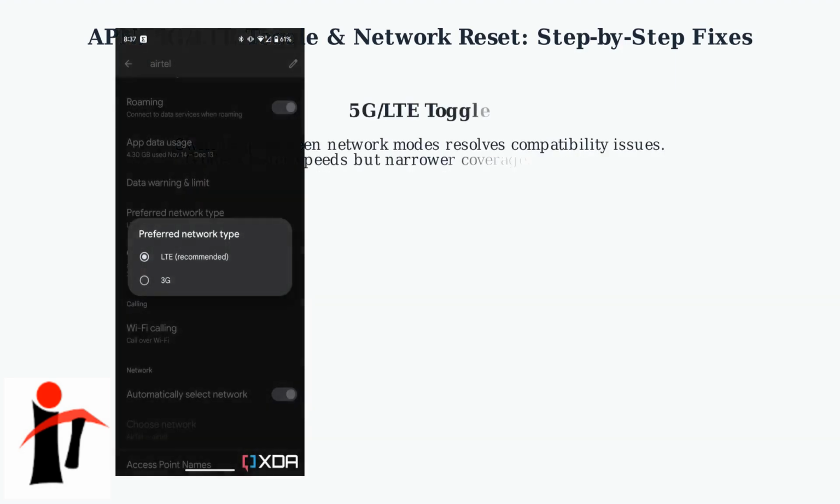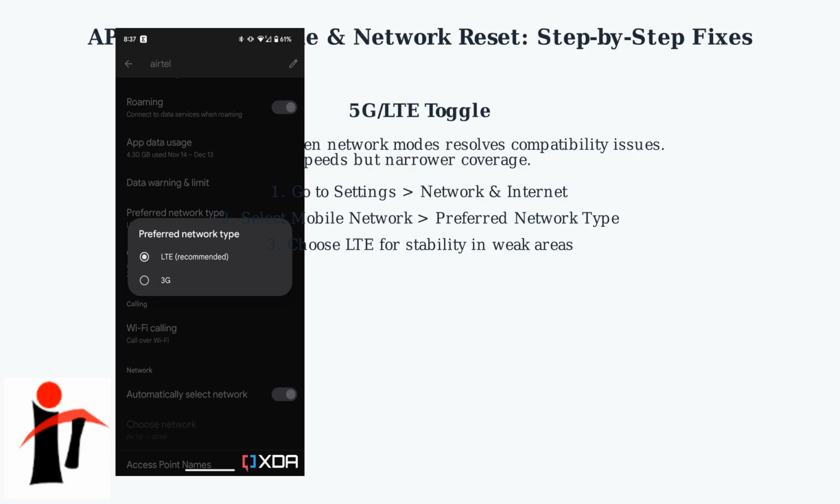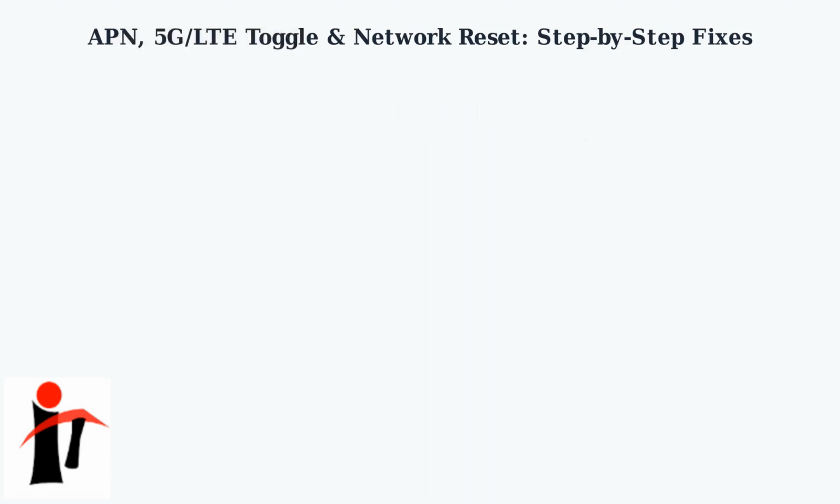Next, the 5G LTE toggle. Switching between network modes resolves compatibility issues. 5G offers faster speeds but narrower coverage. Toggle to LTE for stability in weak signal areas via Settings, Network and Internet, Mobile Network, preferred network type.